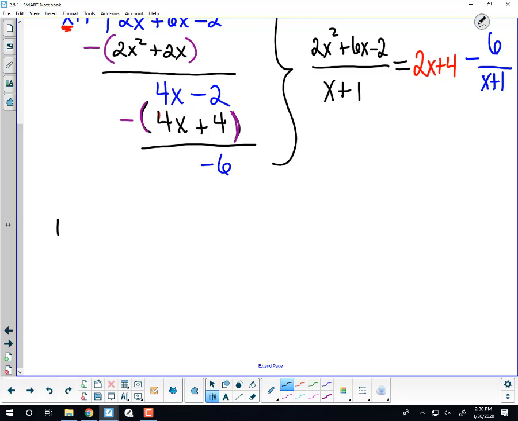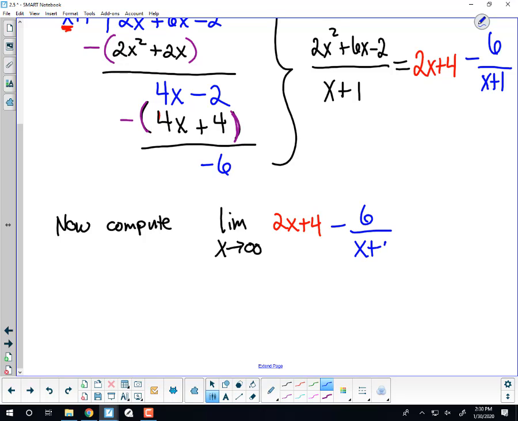We'll now compute the limit as x approaches infinity on this function. Ignore that 2x plus 4 right now. As x goes to infinity, what happens to the -6 over x plus 1? Numerator is -6, denominator gets larger and larger. That whole thing approaches 0.